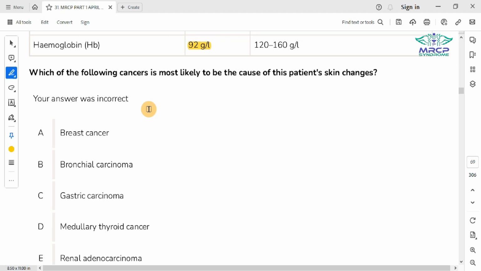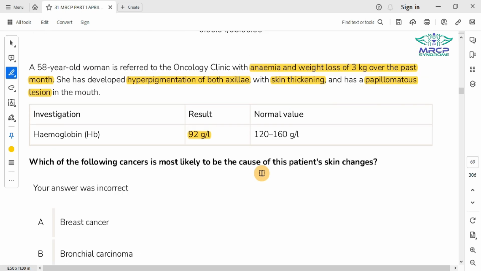So, which of the following cancers is most likely to be the cause of the patient's skin changes? The breast cancer, bronchial carcinoma, gastric carcinoma, medullary thyroid cancer, renal adenocarcinoma.